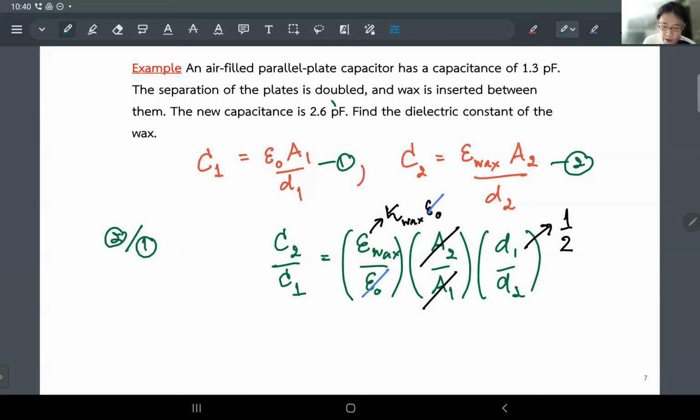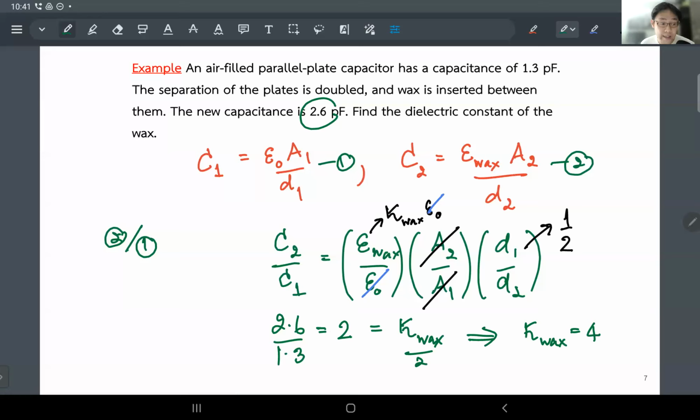Now on the left-hand side, you have the new C and the old C. The new one is 2.6, the old one is 1.3. So this means the ratio on the left is just 2. So now what I got over here is just this equation, and you can solve for the kappa of the wax, which is just 4. That is your dielectric constant of the wax.